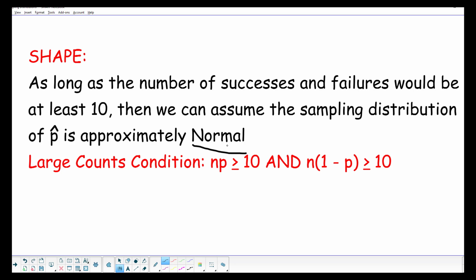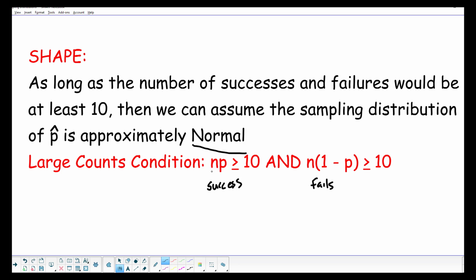So why must successes and failures be at least 10? Well, even though we want a small sample size relative to our population, we still need a large enough sample size that we can make some kind of reasonable conclusions. So our successes and failures must be greater than or equal to 10. The other way we can look at this, instead of in terms of successes and failures, is n times p, which is our number of successes, and n times 1 minus p, which is our number of failures.